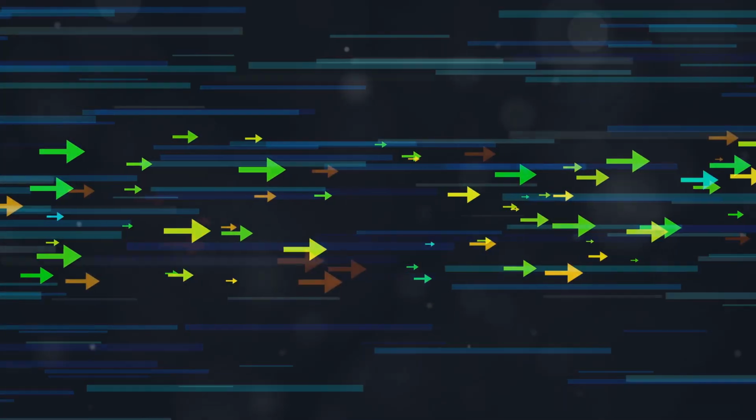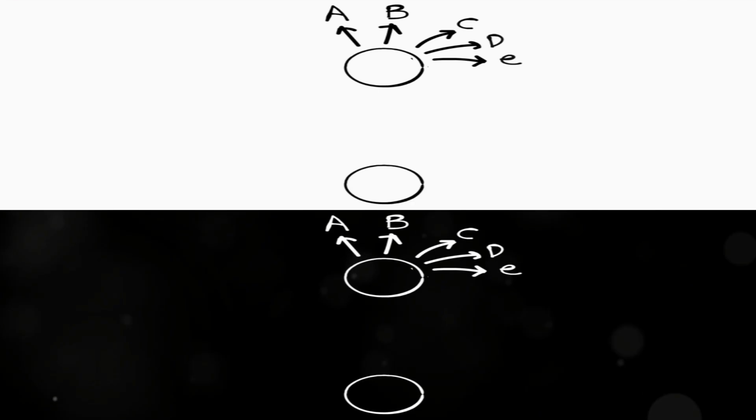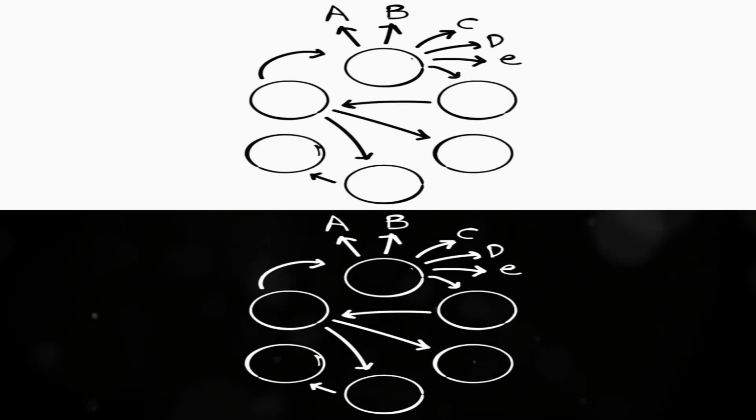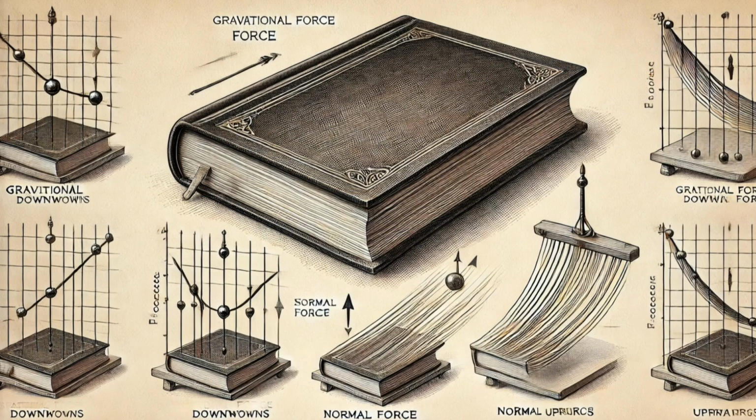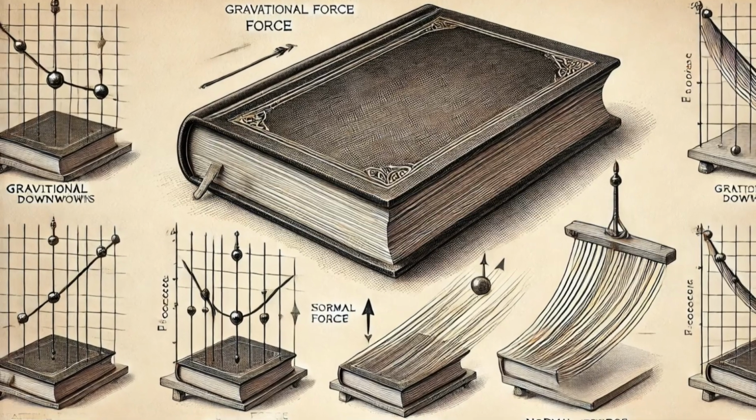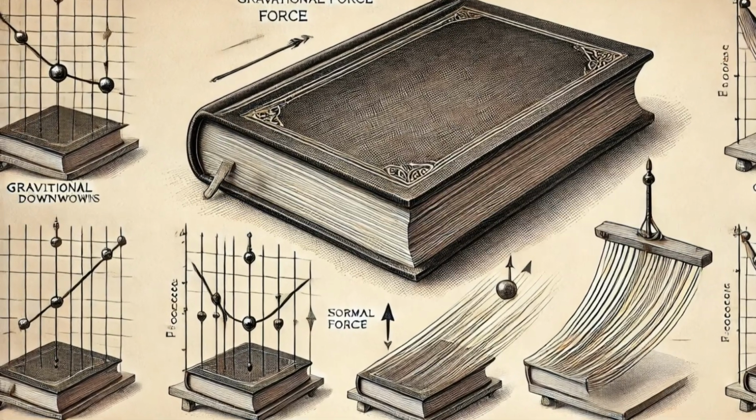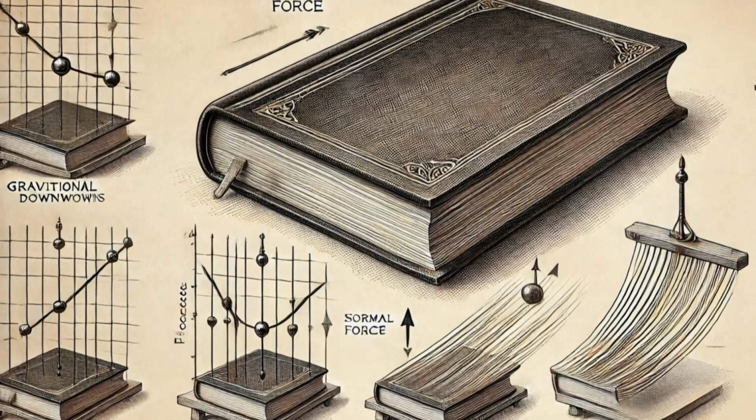In force diagrams, arrows represent forces acting on an object. The length of the arrow indicates the force's magnitude, and the direction shows the force's direction. For example, a book resting on a table has arrows showing gravitational force downwards and normal force upwards.